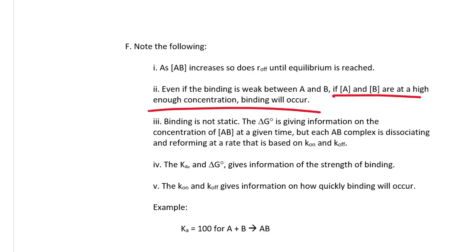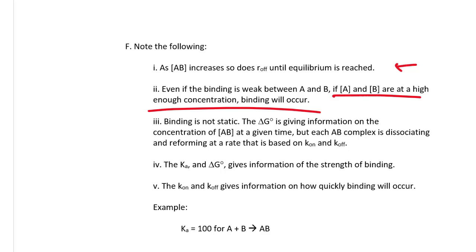And this one, well, of course, if I had a bunch of complex and the reaction was away from equilibrium and it required to go back to A plus B, then the rate off would be favored, meaning the reverse process would be favored of unbinding from each other.